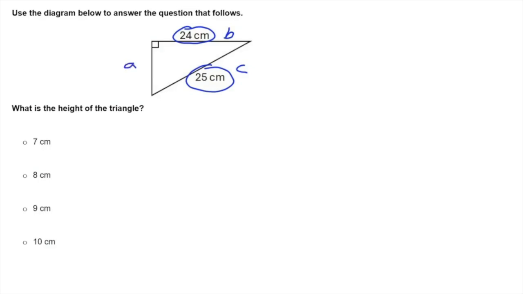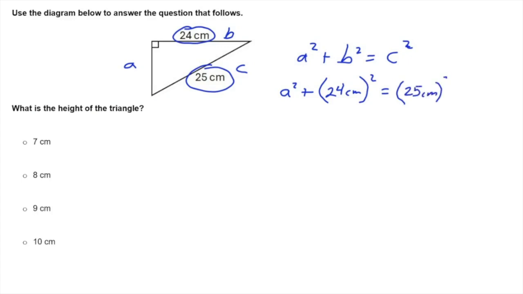So remember our Pythagorean Theorem formula. Remember the ABCs. A squared plus B squared equals C squared. So let's start off by filling in the information that we're provided. So we don't have A squared, so we'll leave the variable there. Plus B is 24 centimeters, and square that, equals our hypotenuse is 25 centimeters, and we'll square that.